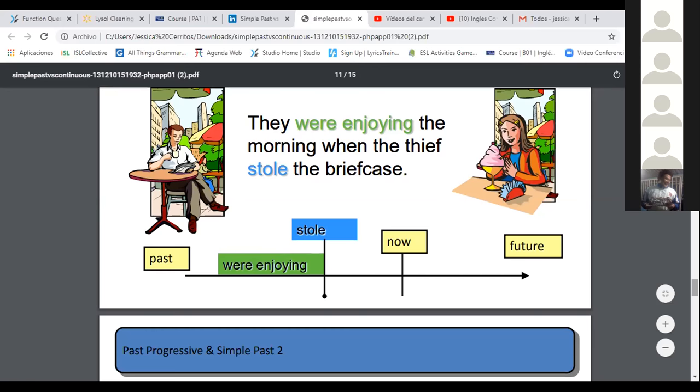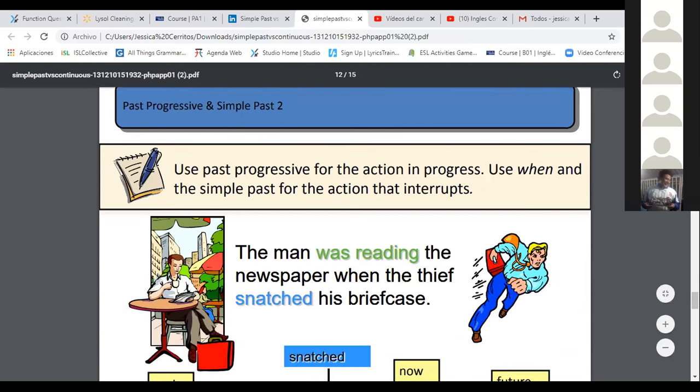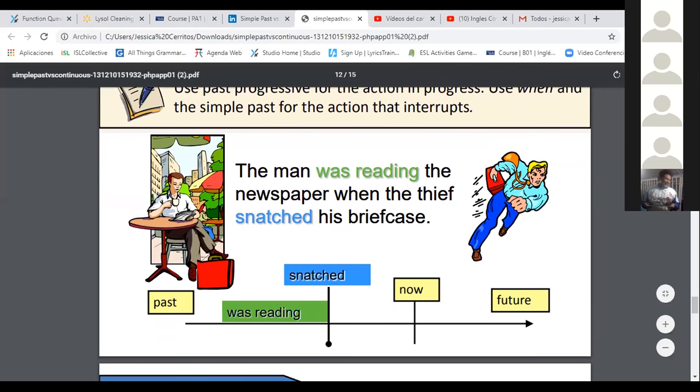All right, past progressive and simple past number two. David, can you read please? Use past progressive for the action in progress. Use when and the simple past for the action that interrupts. Continue, David, please. The man was reading the newspaper when the thief snatched his briefcase. Excellent.